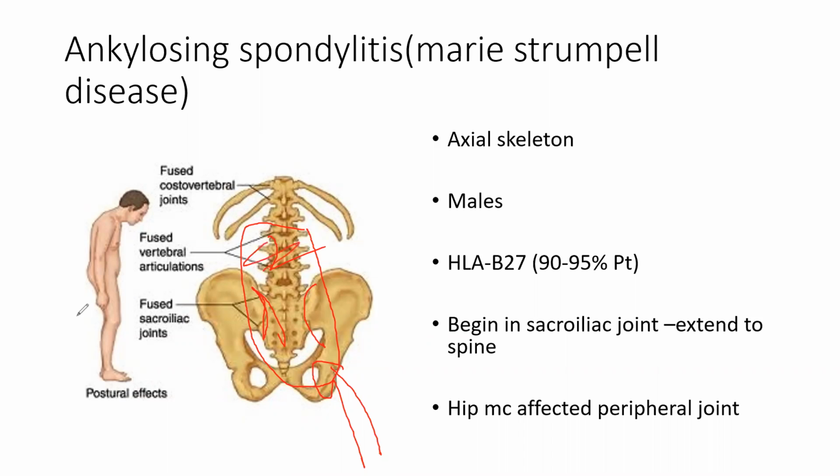So you see this posture. Such a posture develops gradually. Initially it will be straight, but as the fusion progresses, the body will come into kyphosis and fuse like this. So the body gradually fuses in kyphosis. This is the typical posture of an ankylosing spondylitis patient.